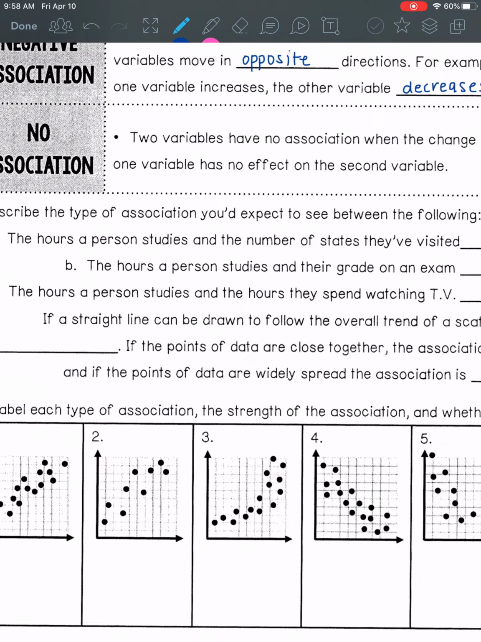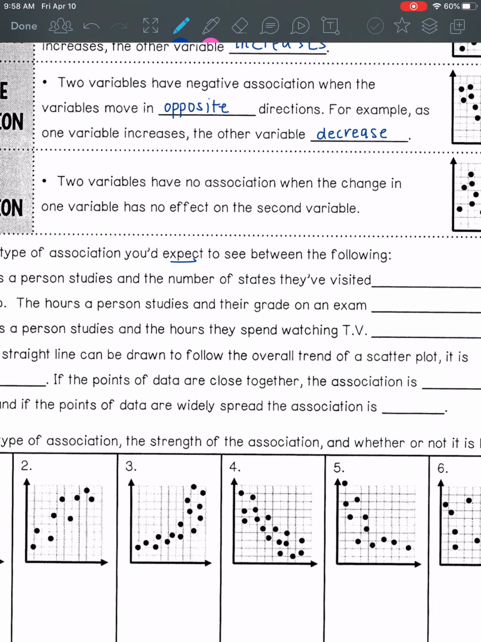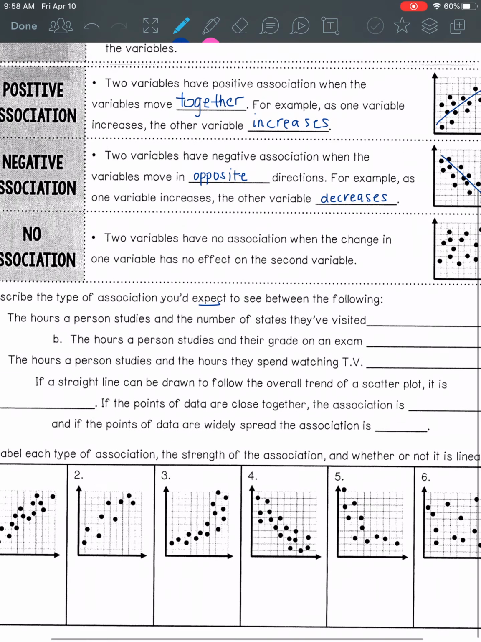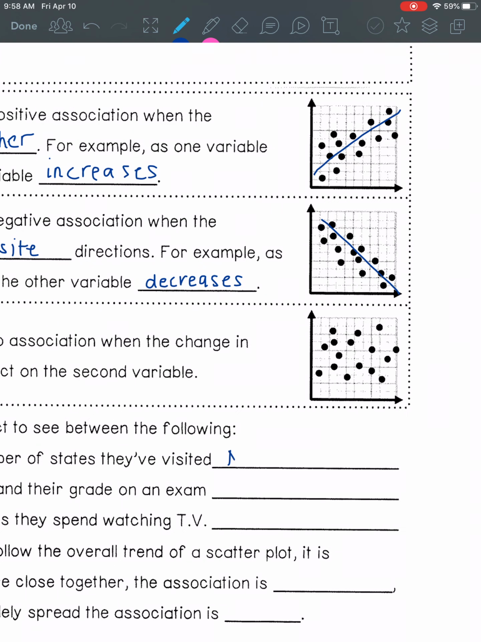So now we're going to describe some associations that we'd expect to see. We don't see the actual graph. So A here, the hours a person studies and the number of states they've visited. So let's think about this. If a person studies more, is that going to affect the number of states that they're visiting? So if you spend a lot of time studying for your math exam, is that going to make any change on how many states that you have visited in the past? No, it's not going to do anything. So that is what we call a no association.